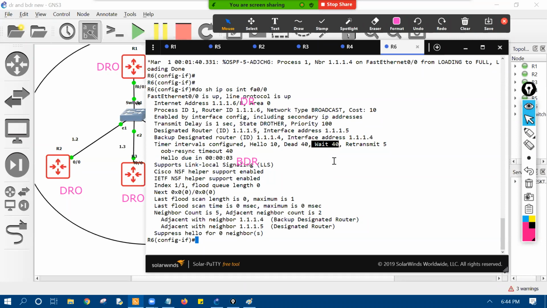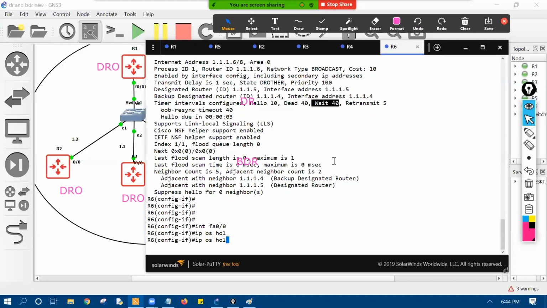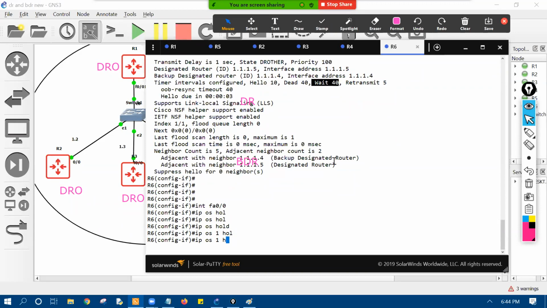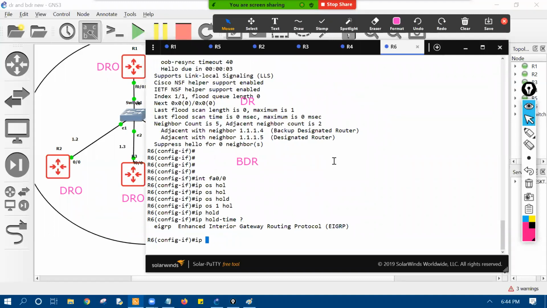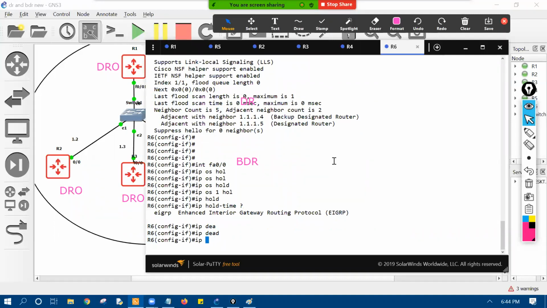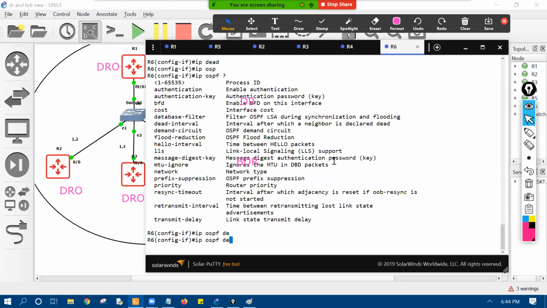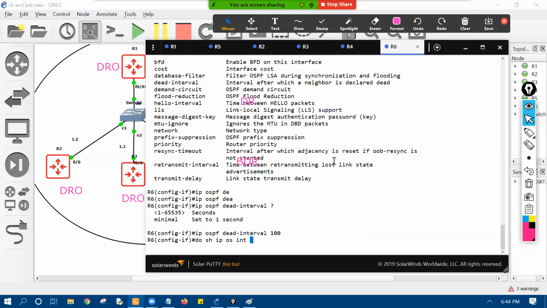And as I told you, there's no command to change the wait timer. If you're going to change it, for example, on interface 0/0, use the IP OSPF dead interval command and set it to, say, 100 seconds. Then do show IP OSPF interface 0/0.